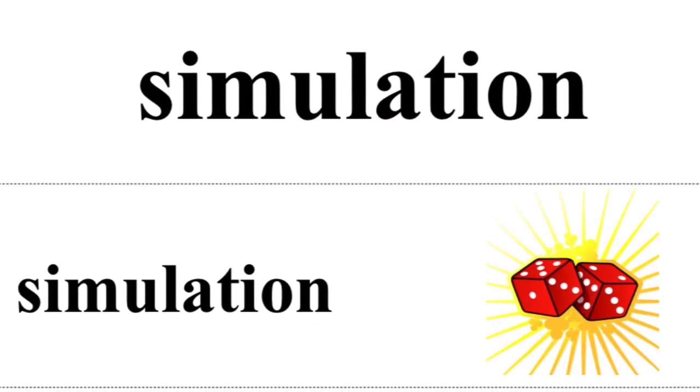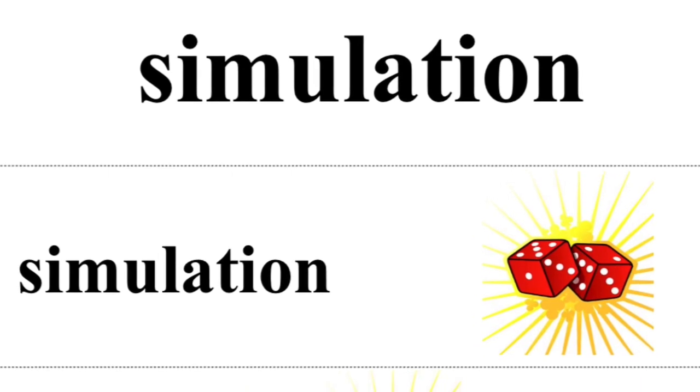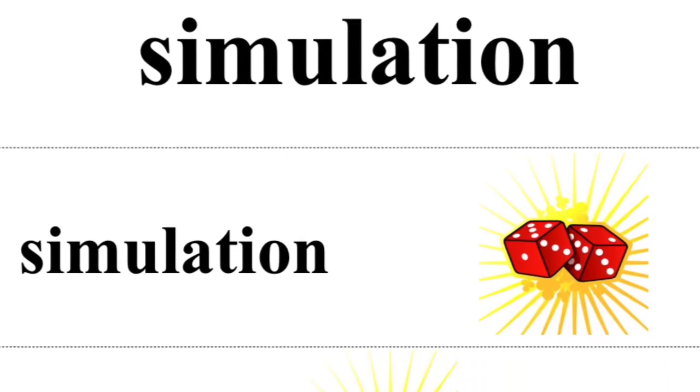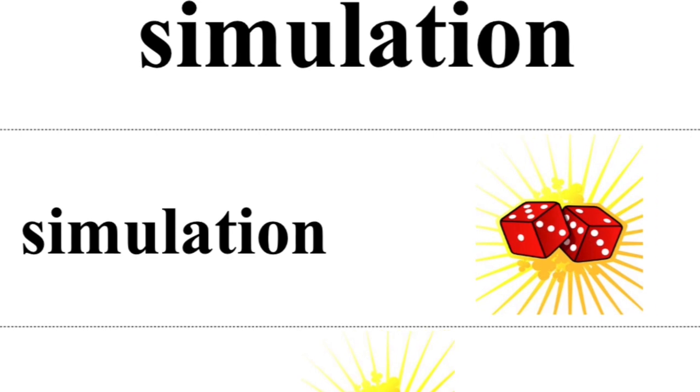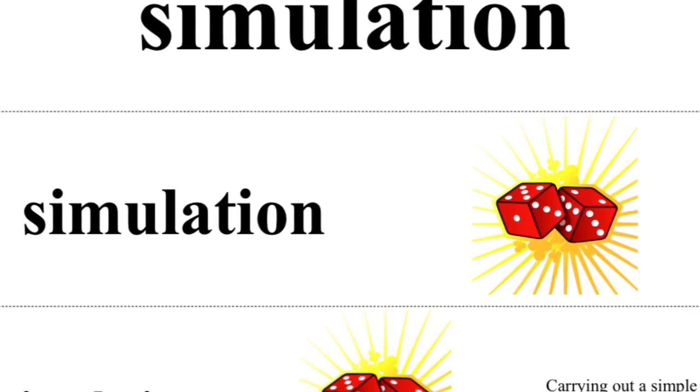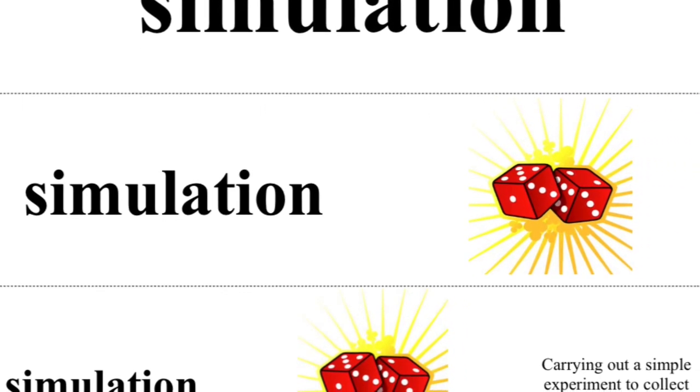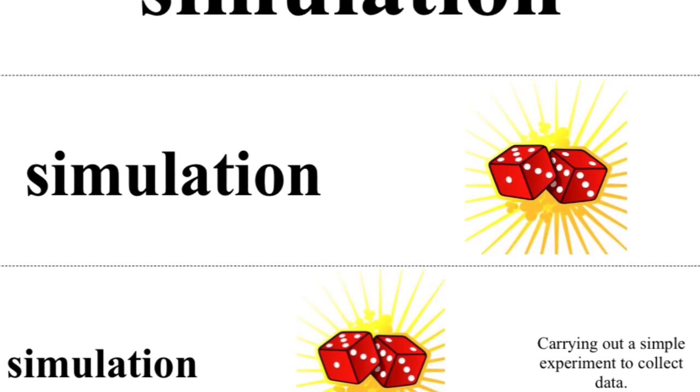A simulation is an experiment carried out in a data or probability problem. For example, I could be rolling two number cubes at the same time to try to figure out the probability of perhaps getting snake eyes.